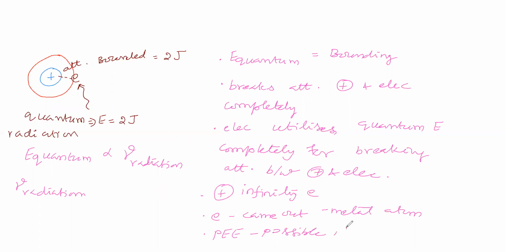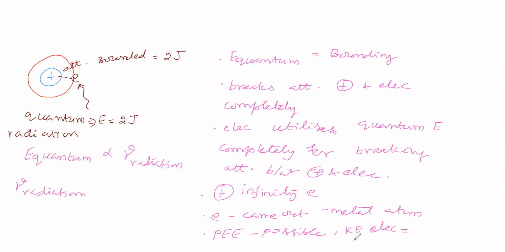What do you say about kinetic energy of electron which came out from the metal atom? In this case, you have supplied energy of quantum 2 joule. This 2 joule is completely utilized for breaking this attraction. Electron came out from the metal atom. Distance between nucleus and electron is infinity. Photoelectric effect is possible. Okay.